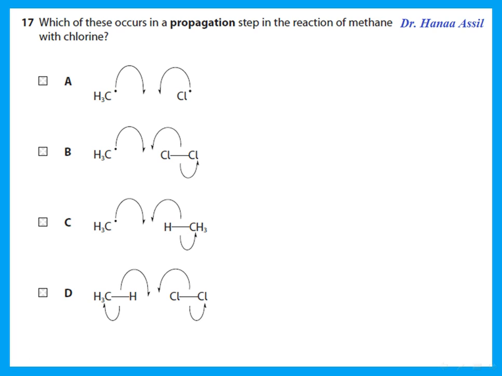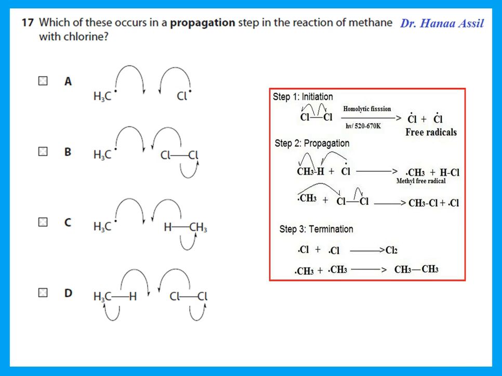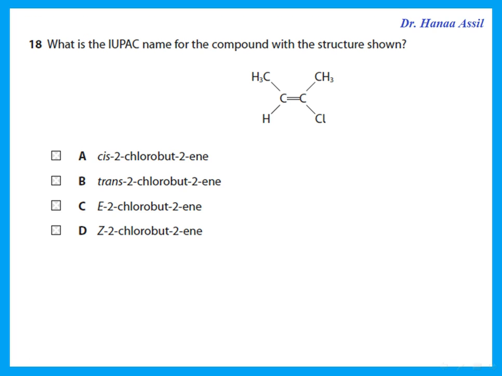Which of these occurs in a propagation step in the reaction of methane with chlorine? Well, do you remember the reaction of methane with chlorine? It was a free radical mechanism in which we have an initiation step, a propagation step, and a termination step. Now he's saying which of these is in the propagation step? Well, if you look at all the choices, this is one of the propagation steps.